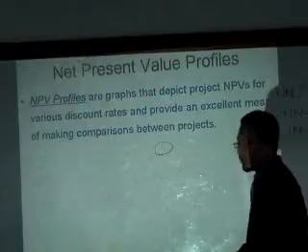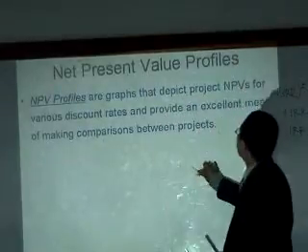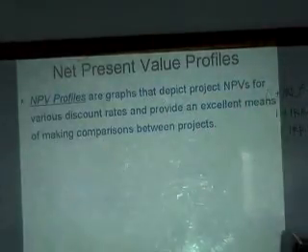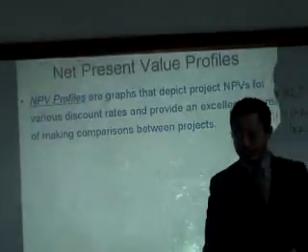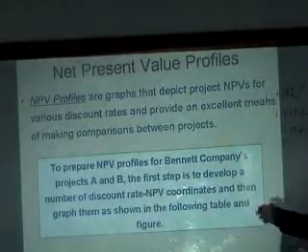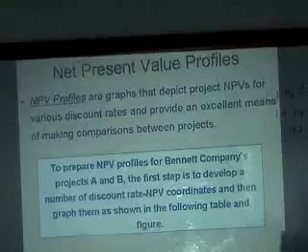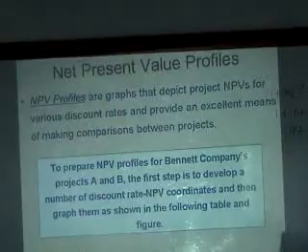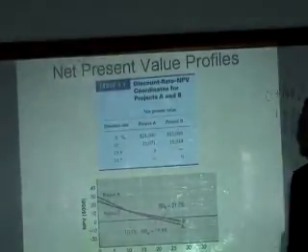The net present value profile is a graph that depicts project NPV for various discount rates and provides an excellent means of making comparisons between projects. Now look at the example. To prepare the NPV profile for projects A and B, the first step is to develop a number of discount rate and NPV coordinates and then graph them as shown in the following table and figure.